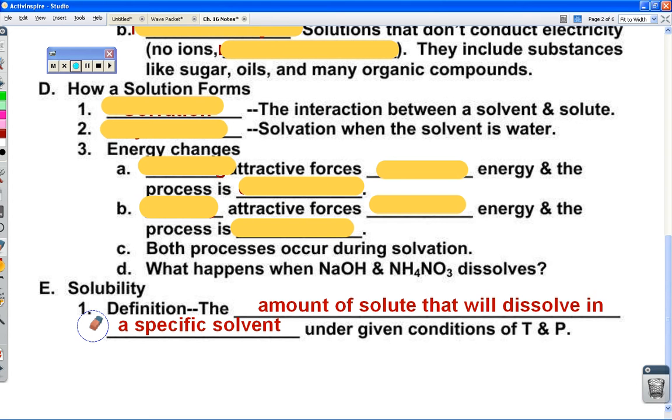For example, if you ever try to make hot cocoa and mix the hot cocoa mix into cold water, it doesn't work very well. You get clumps of hot cocoa in your cold water. But when you heat up the water, it dissolves much more nicely. And then you put the marshmallow in it, and it melts the marshmallow. So that's the definition of solubility, and it's going to be a particular amount of solute that will dissolve into a particular amount of solvent.